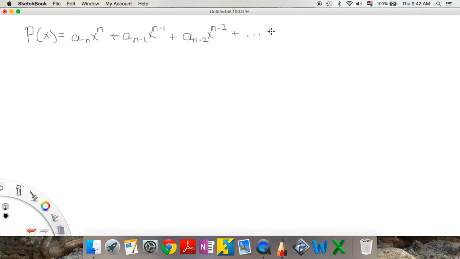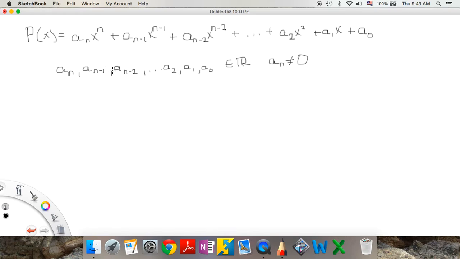And we just keep going until we get all the way down to, and we're not going to write the x to the 0 power because anything to the 0 power is 1, so we don't need that. And all these numbers in front, these a sub n, a sub n minus 1, a sub n minus 2, all the way down, a sub 2, a sub 1, a sub 0, these are all real numbers. That means each is contained in the set of real numbers. And the first one is not equal to 0.